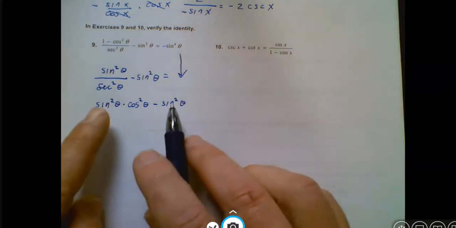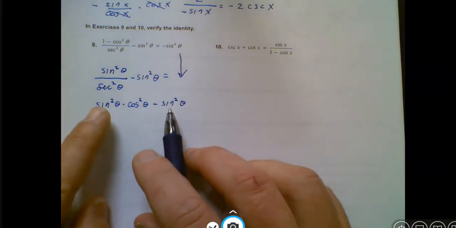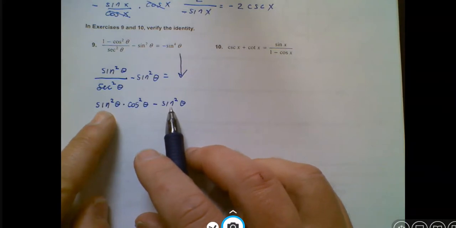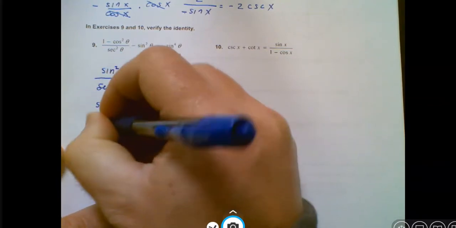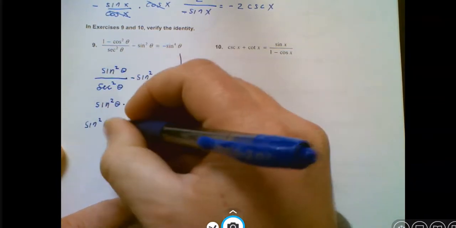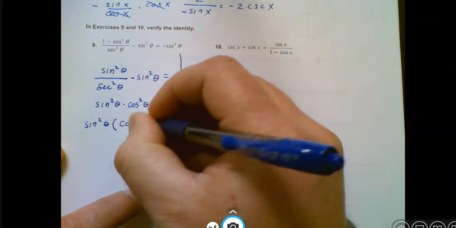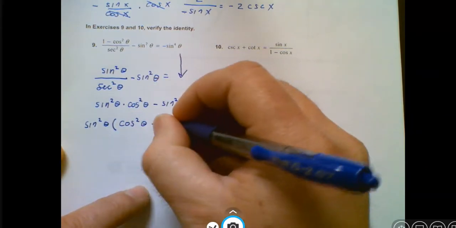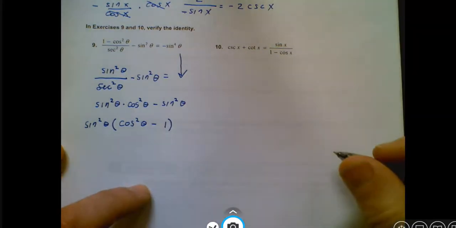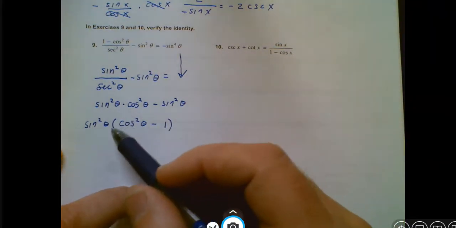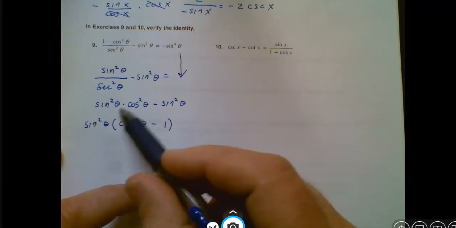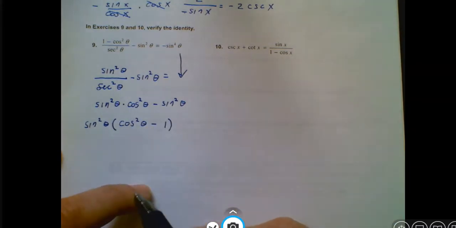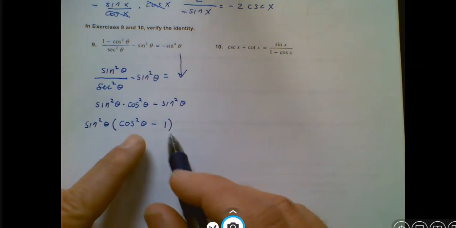And so one of the things we could do at this point is we can factor out the greatest common factor. So I'm going to pull out sine squared theta as a common factor. That's going to leave me with cosine squared minus 1. And remember, when you're checking factoring, if I were to distribute that, you can notice that it would give me back what I started with. So I know I'm good to go. And again, cosine squared minus 1.